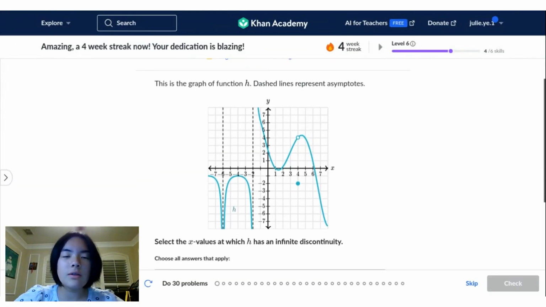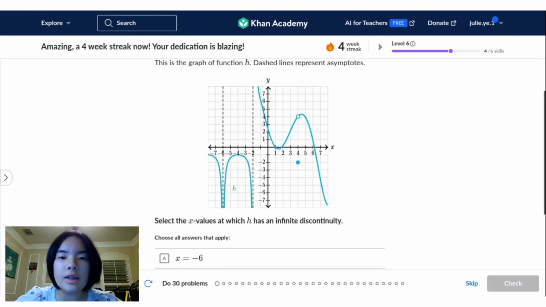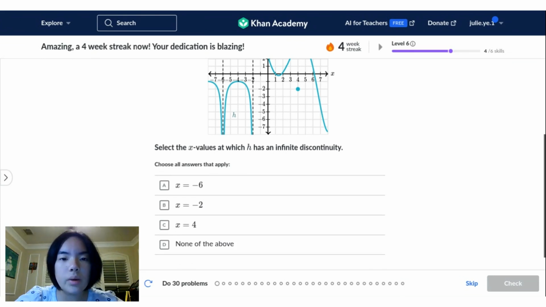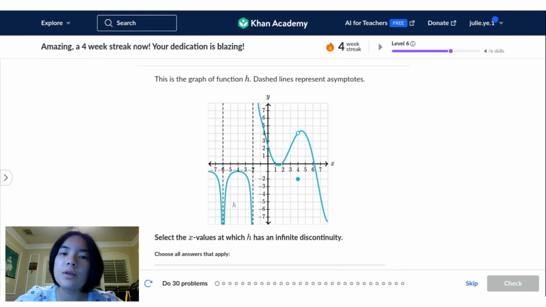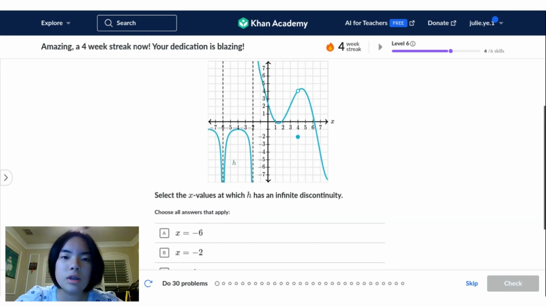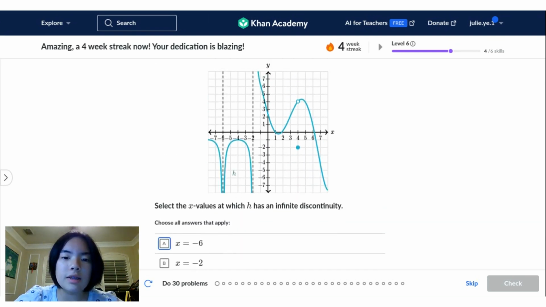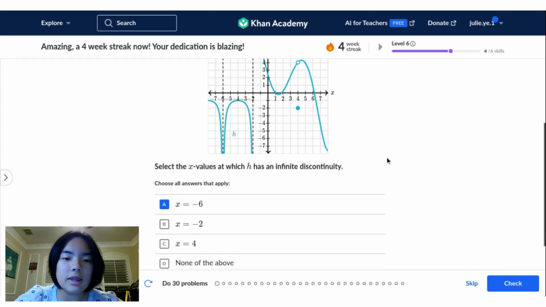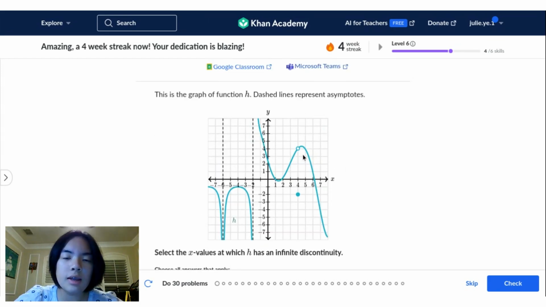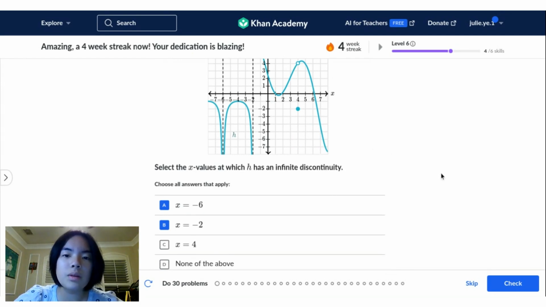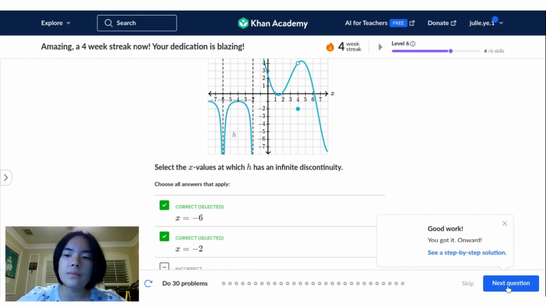It gives a graph of function h, and the dashed lines are the asymptotes. It wants to know where h has an infinite discontinuity, which is also known as a vertical asymptote. And it's here and here. Let's see the answer choices. X equals -6, yes. X equals -2, x equals 4, no. That is just a removable discontinuity.